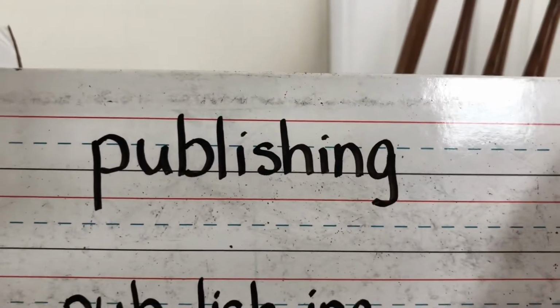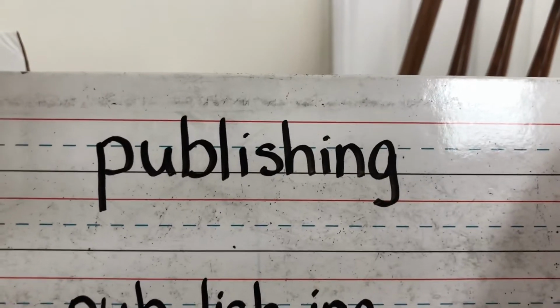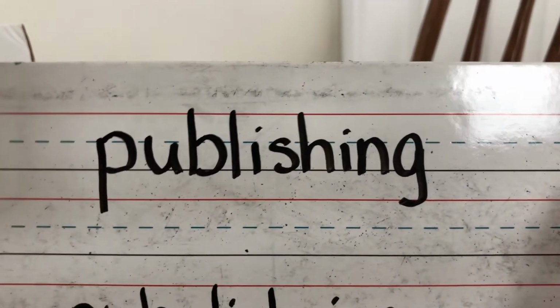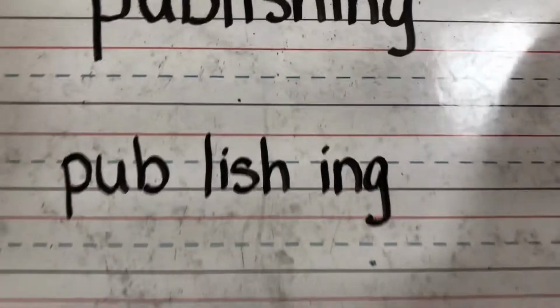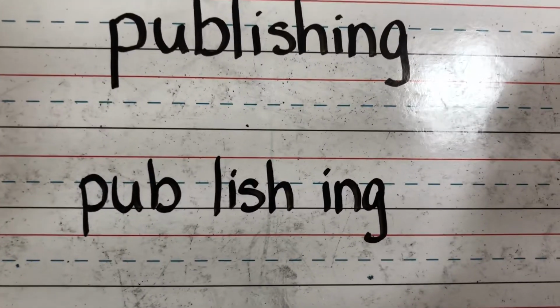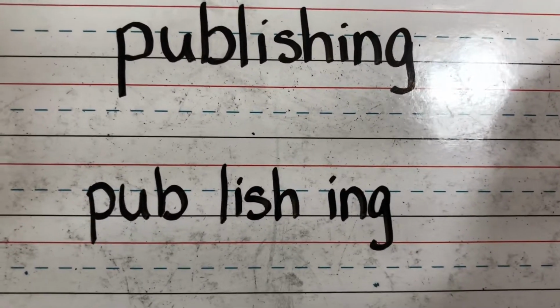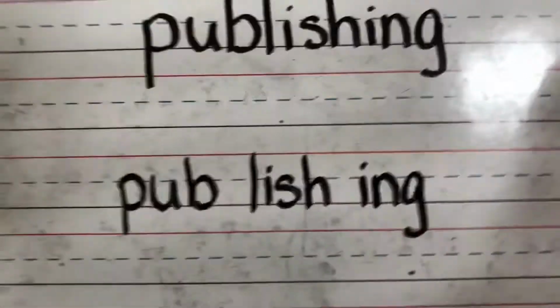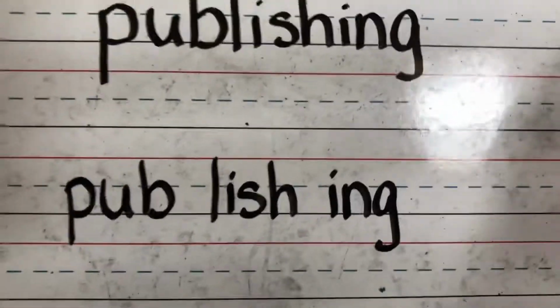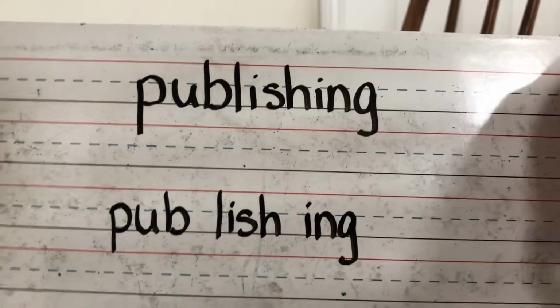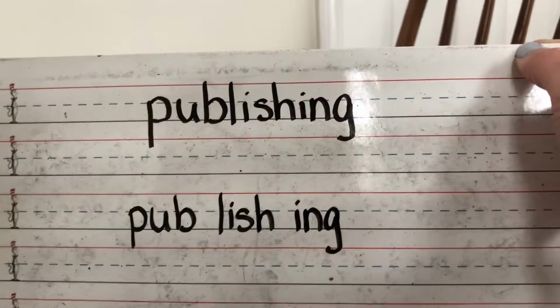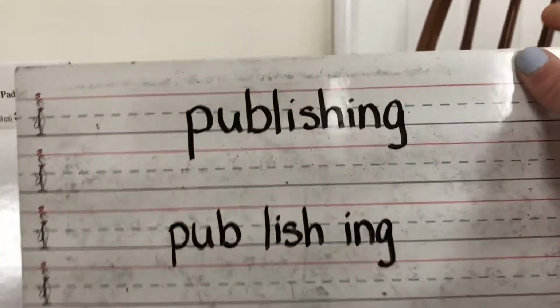So if we were to see this word here, that looks like a long word to me. But I recognize that ing at the end. I see that ending. I know ing says ing. So if I were to break this word up to try to read it, I would probably break it up like this. Pub-lish-ing. Publishing. Oh, I know that. Publishing books. Publishing our writing. So we already know that when we see endings, we can break those off, and that makes the word easier to read.